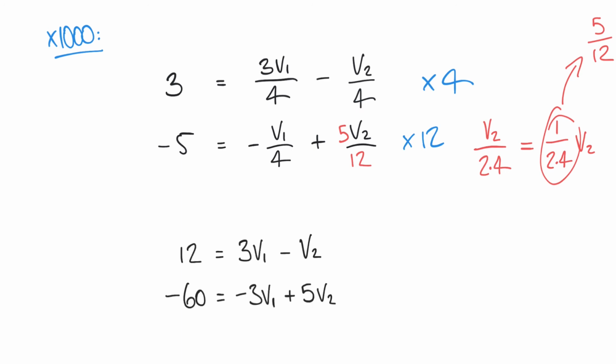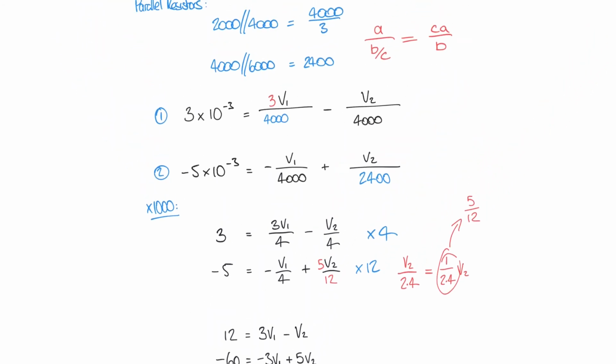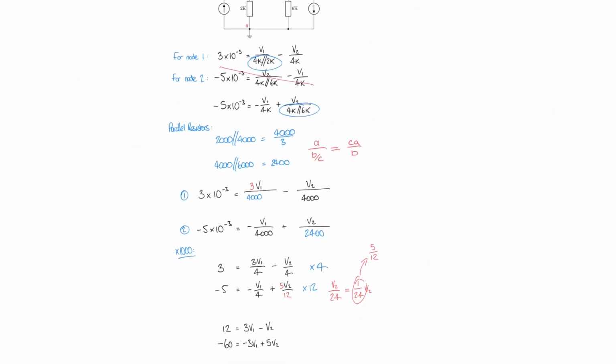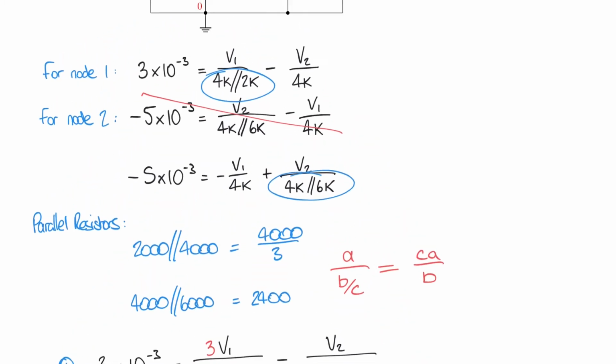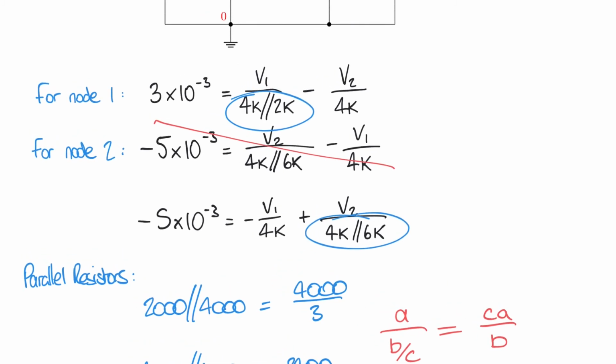We have 12 equals 3v1 minus v2. That was multiplying the first equation by 4. And for this second equation, we're multiplying everything by 12. So we get minus 60 equals minus 3v1 plus 5v2. So hopefully you can see, by taking the time to do some of these mathematical operations, we have transformed what was a fairly nasty pair of equations to begin with into something that looks a lot more manageable.